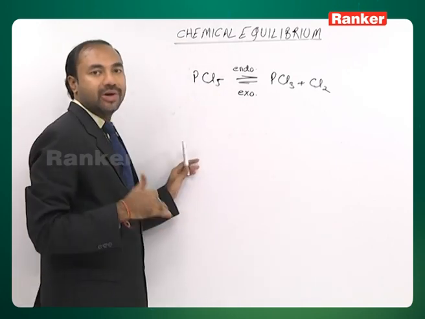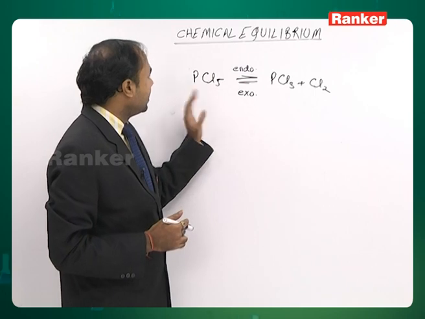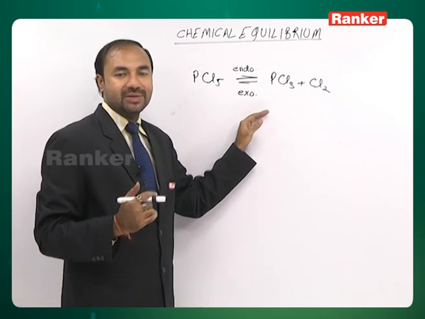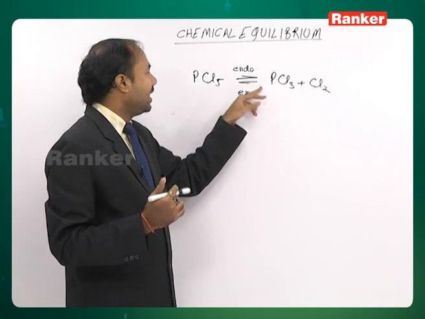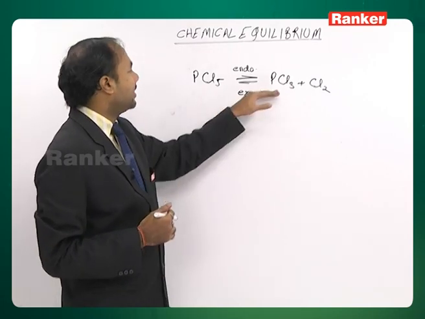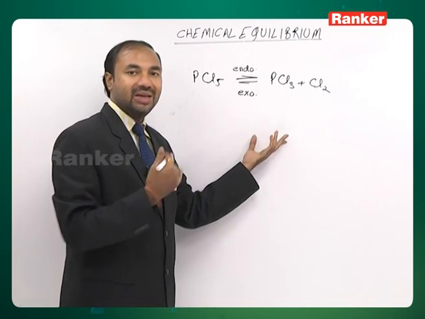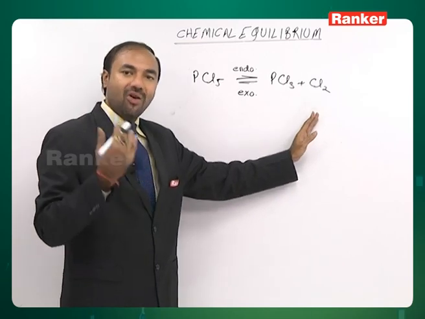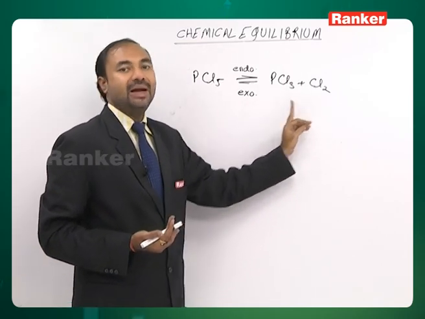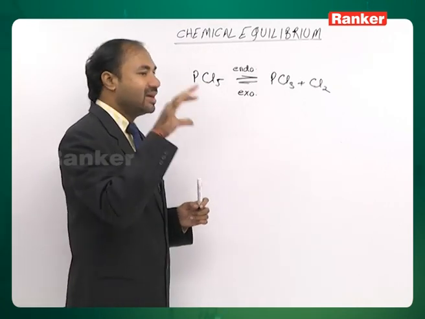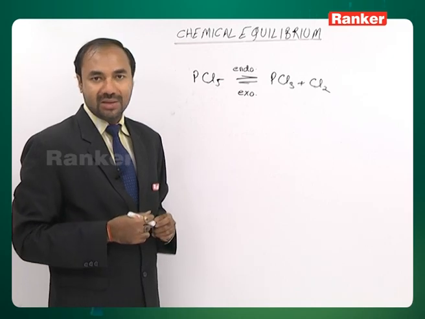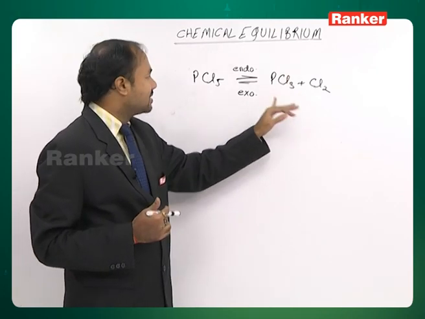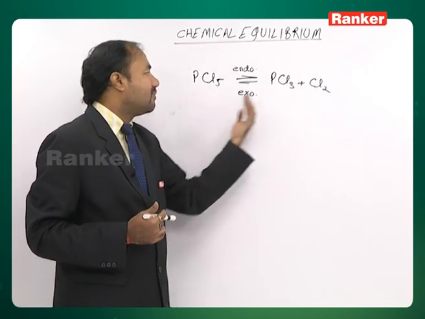Now, Le Chatelier's principle says that if you increase temperature, equilibrium shifts in that direction where the reaction is endothermic. In this particular case, if we heat it, if we give it energy, then equilibrium is going to shift in the forward direction. More of PCl5 will decompose to produce PCl3 and Cl2. Similarly, if you decrease the temperature, meaning we are extracting heat from the system, then equilibrium shifts in the direction where the reaction is exothermic. In this case, the reaction is going to shift in the backward direction.